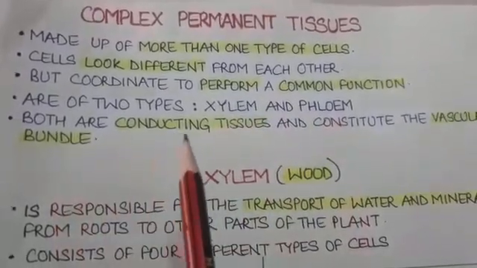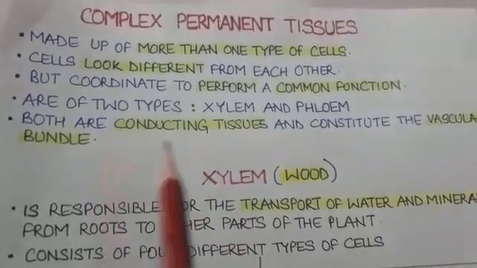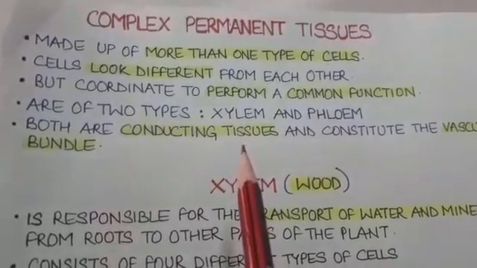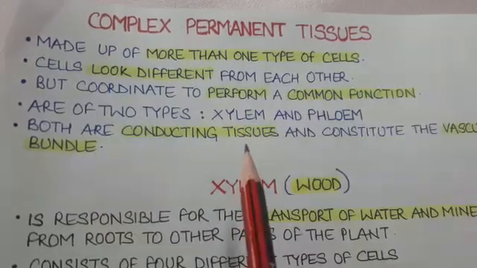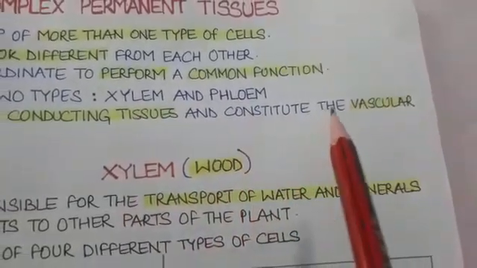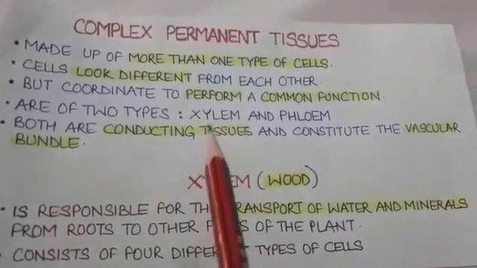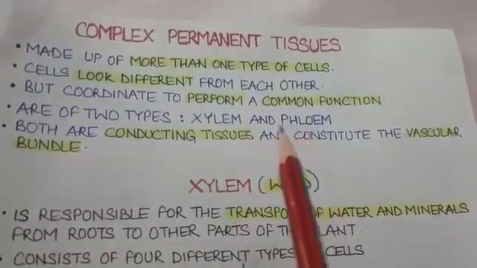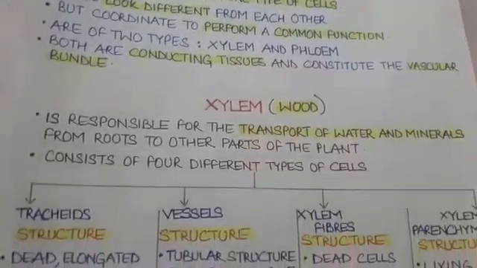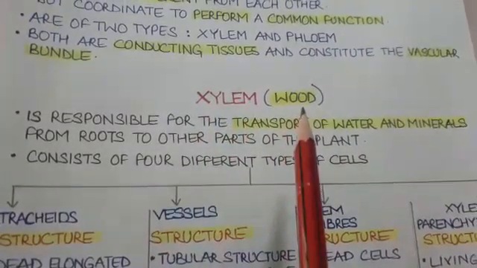Both xylem and phloem are conducting tissues. They are called conducting tissues because they help in the conduction of different substances across the plant body. And both these tissues together constitute the vascular bundle. Let us discuss the structure and functions of both these complex permanent tissues in detail. Number one, xylem. Xylem is commonly called the wood.